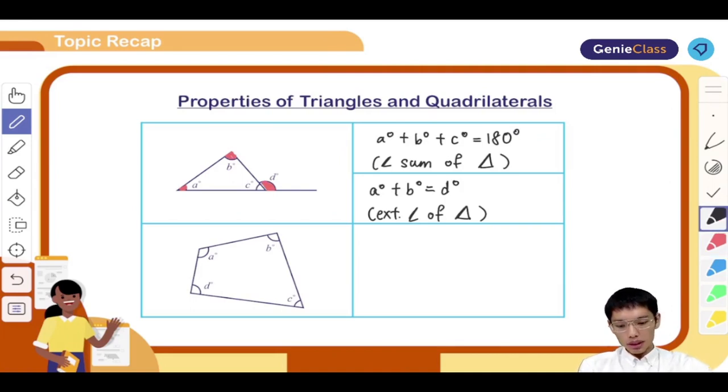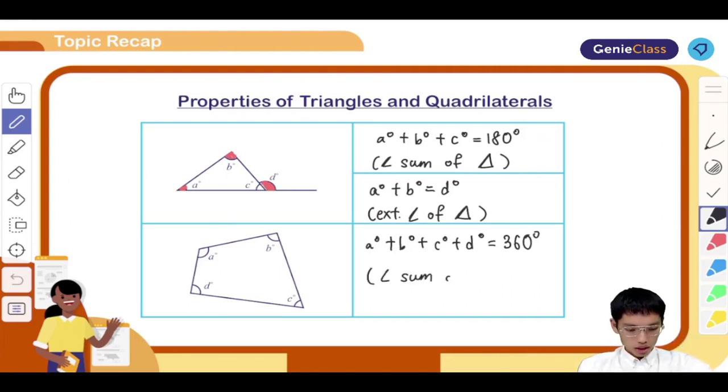Okay, now the next property that can come up over here. A, B, C, D. What is this? If I sum all of these, it is very simple because it is a quadrilateral. Very good. Over here, 360 degrees. And this is the reasoning: angle sum of quadrilaterals. Okay, so these are the properties that will come for the first part before we try some questions for today.